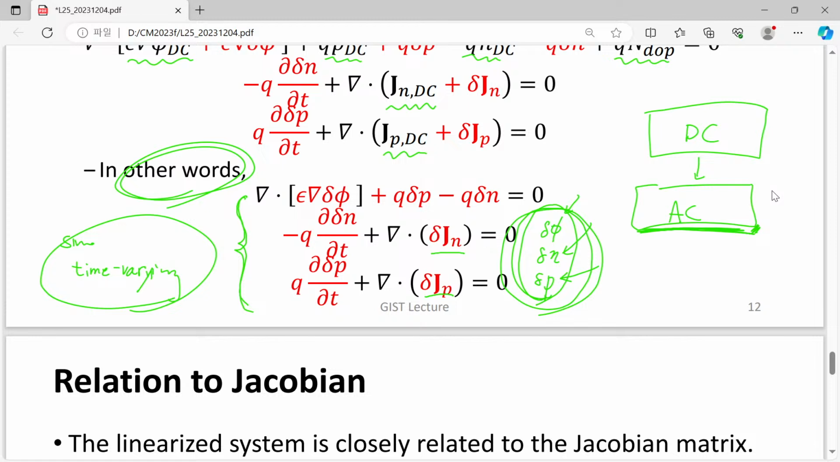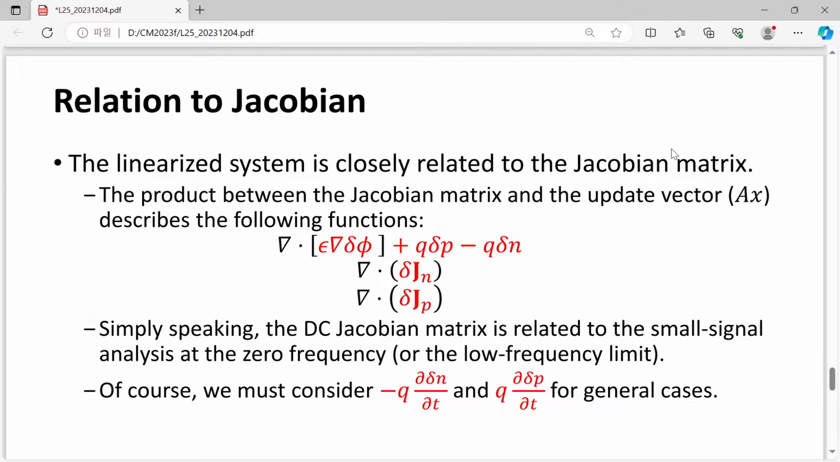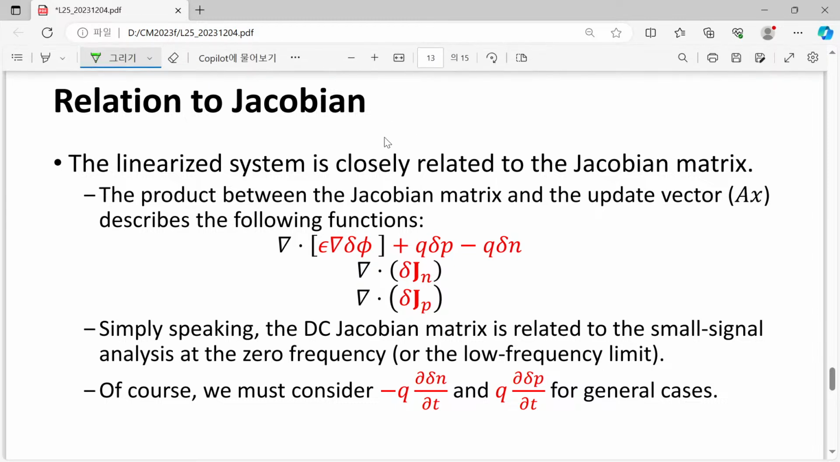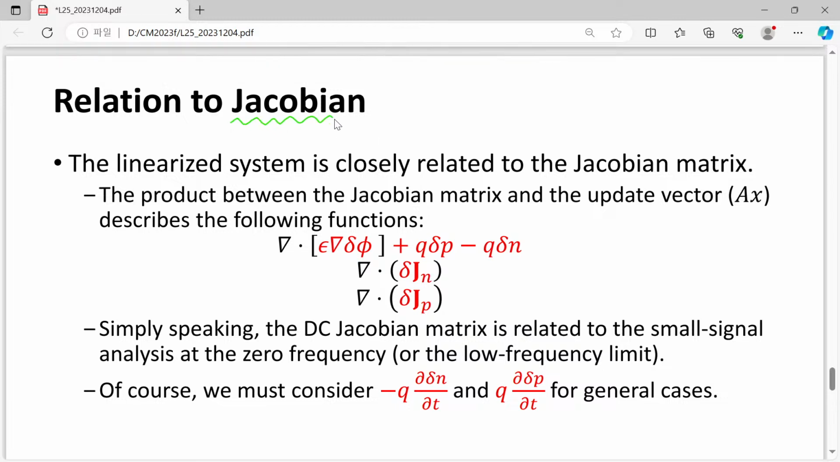Up to now, maybe all of you are following me. But the point is, if constructing this AC system is too tedious and time consuming, then that is not that beneficial. But the main beauty comes from this one: this AC system can be directly obtained from the already constructed Jacobian matrix. This is the real observation.